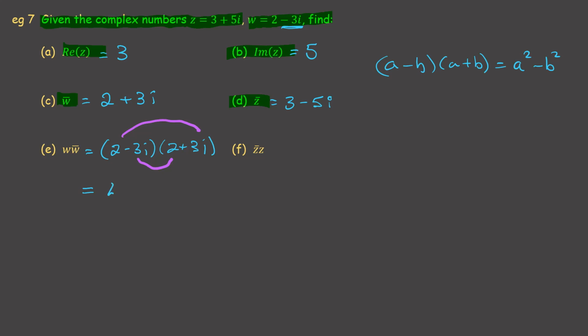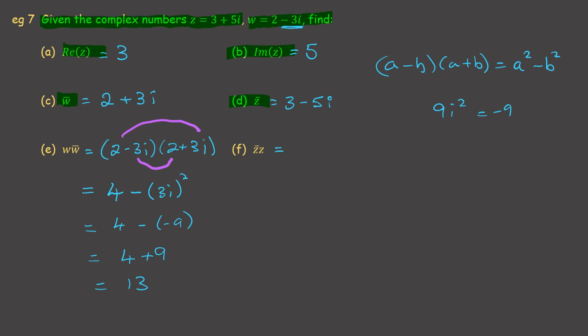So this one is going to be 2 squared, take away 3i squared. Now 3i squared is going to be 9i squared, which is negative 9. So we have 4 take away negative 9, which is 4 plus 9, giving us 13.